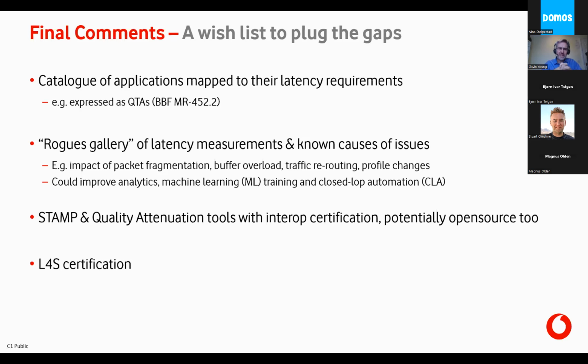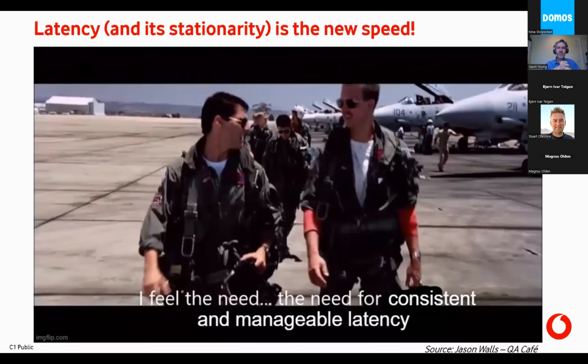I think STAMP and quality attenuation, these kind of tools, if we have interoperability certification and maybe even open source variants of that, could help drive things forward. And finally, L4S, which we're going to hear about a bit more, I think that's got huge potential. But again, certification and interoperability around that could be useful as well. So that's just a few personal thoughts around gaps that maybe we could fill.